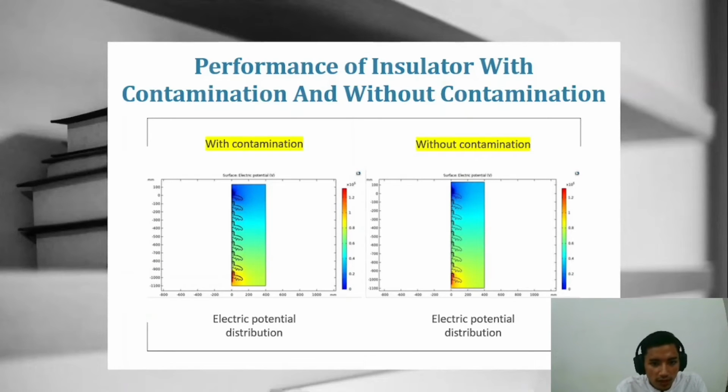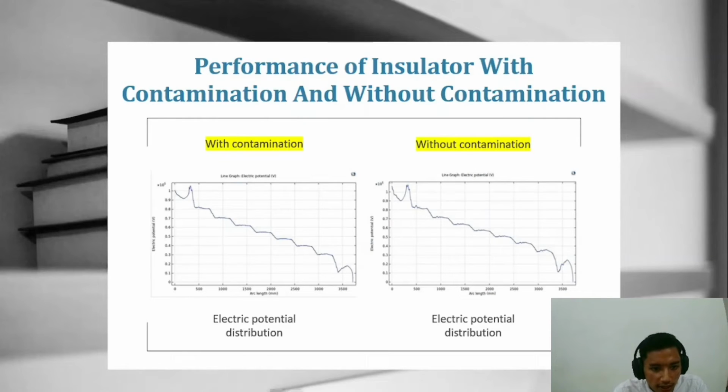So here we have the result for with contamination and without contamination. The red one is the highest saturated area, which is the highest value of electric potential, which is here, and at the top is the minimum value of electric potential. This is for contamination, and this is for without contamination. Next is the line graph for electric potential, which is for the previous one. This is for with contamination and without contamination. So this is the graph, electric potential and electric potential distribution.